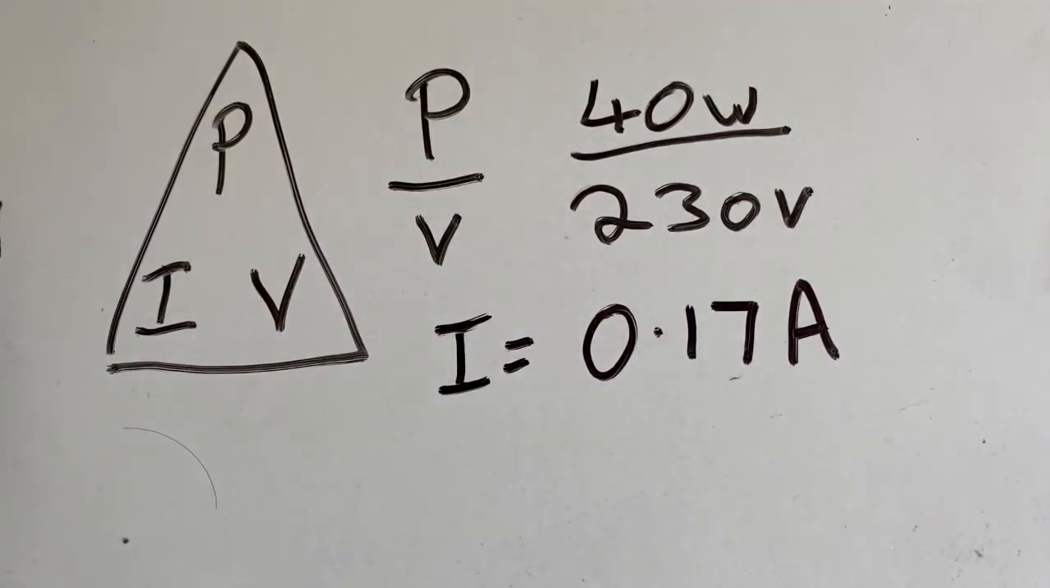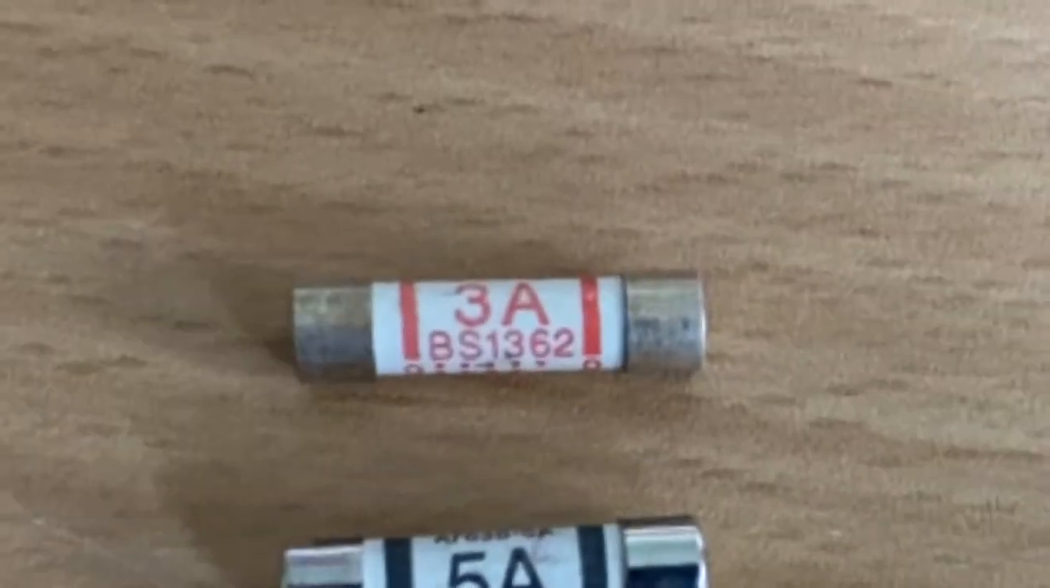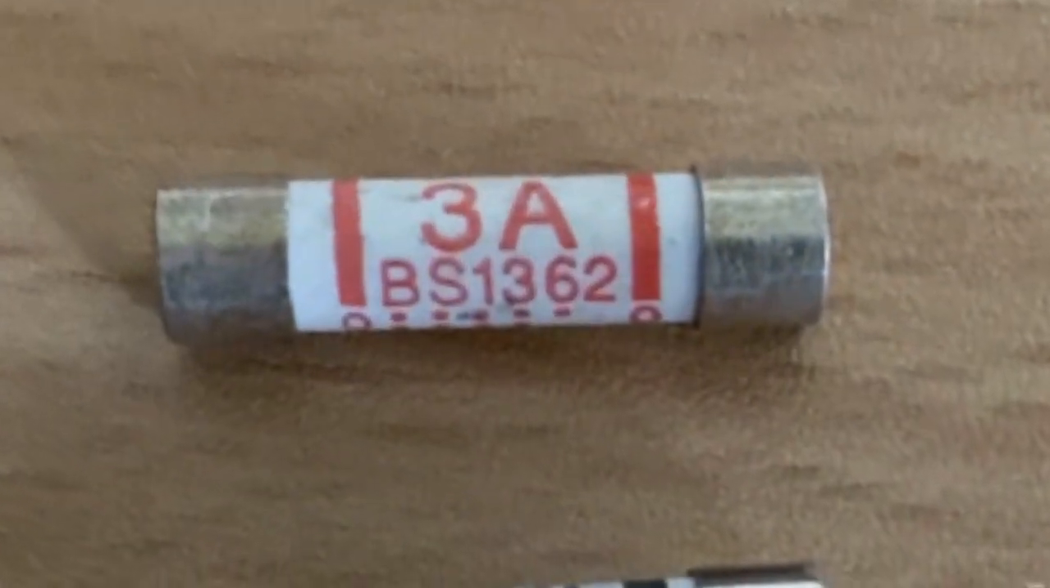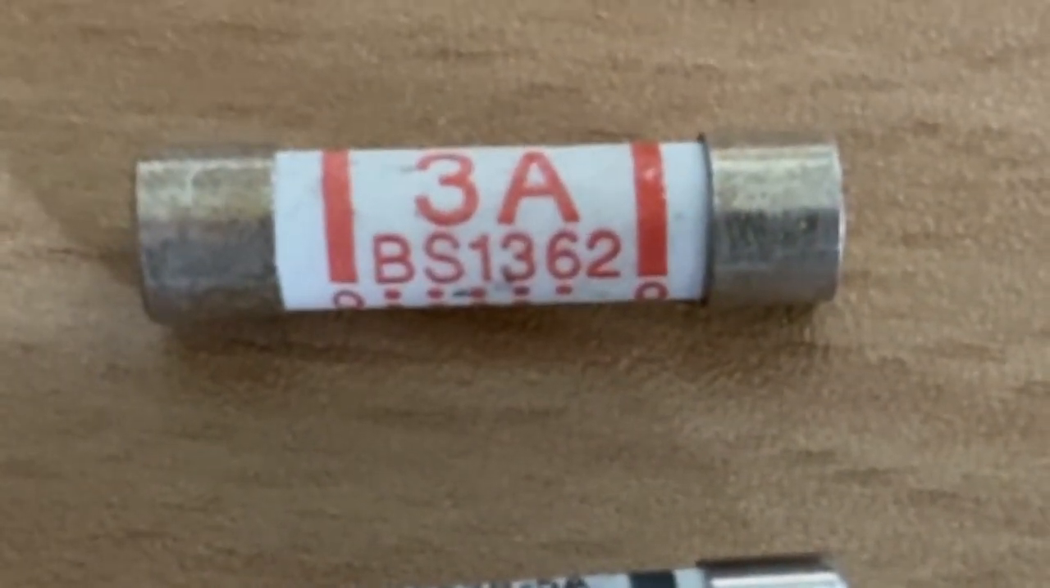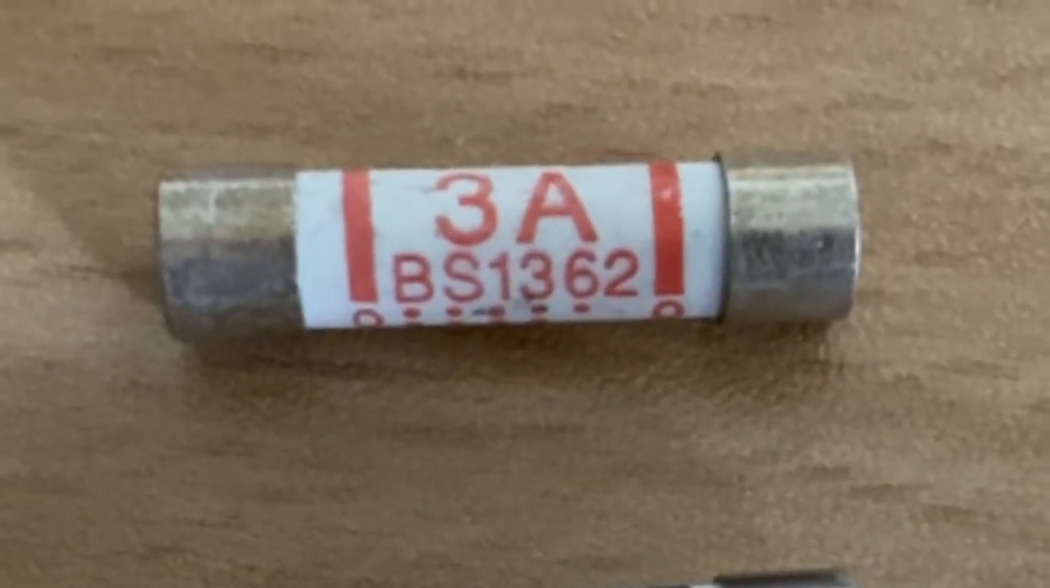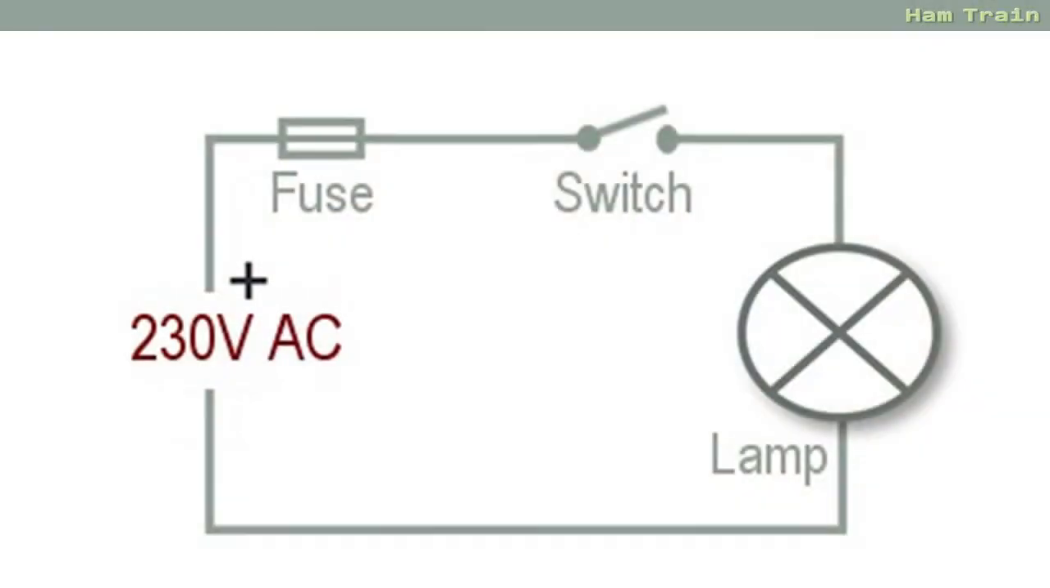So it's less than 1 amp. In that case, we're going to use the lowest value of fuse available, which in this case is 3 amps. So a 3 amp fuse will blow if the current exceeds 3 amps. Now you could put a 13 amp fuse in there, but it won't be as safe because the current would need to exceed 13 amps before it would blow. You want the lowest safe value to keep yourself safe, 3 amps in this case.